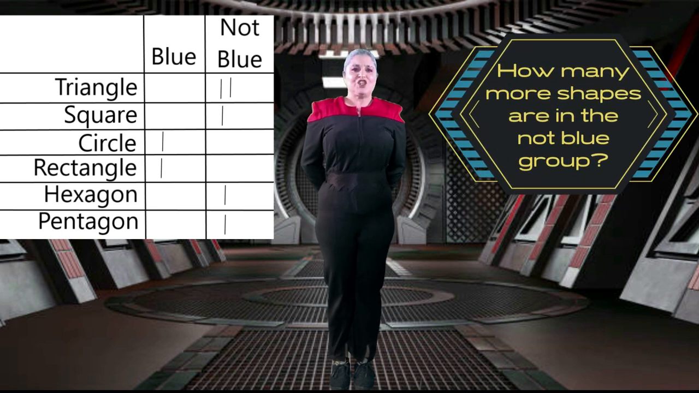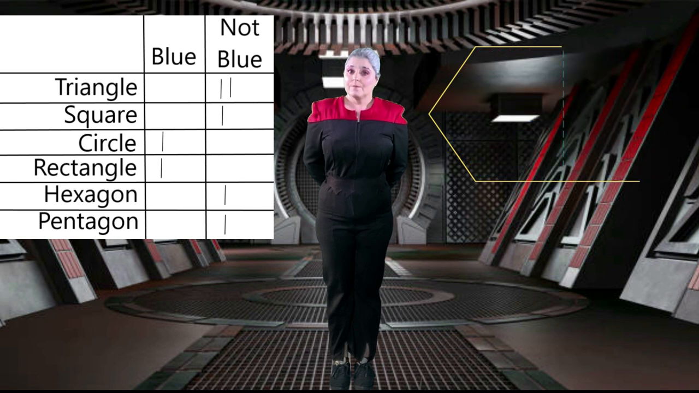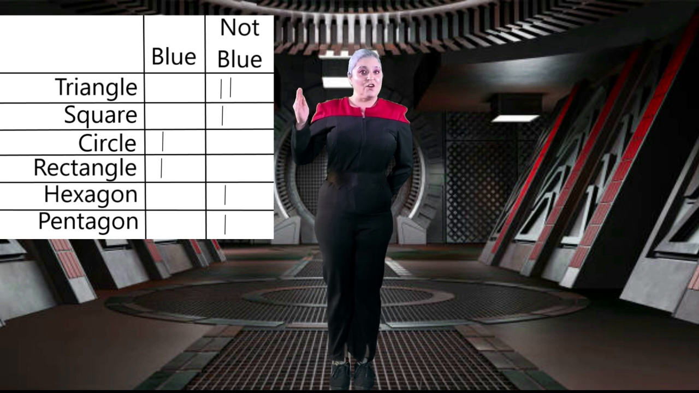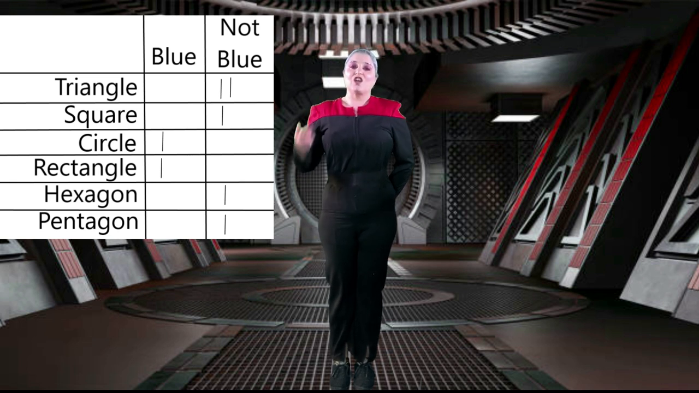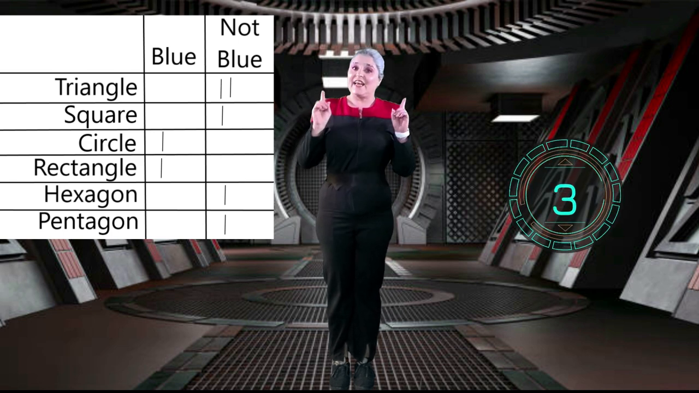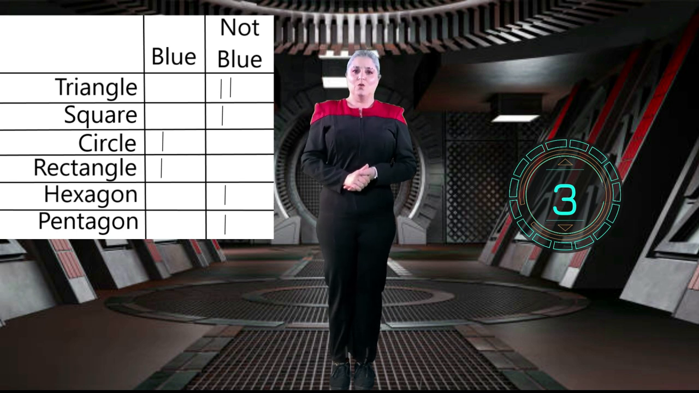How many more shapes are in the not blue group than in the blue group? Some of you have evidently forgotten how to answer the question, how many more? Count from the number of shapes in the blue group to the number of shapes in the not blue group. There are 2 shapes in the blue group and 5 shapes in the not blue group. So if we count from 2 to 5, 2, 3, 4, 5, we see that there are 3 more shapes in the not blue group than in the blue group.